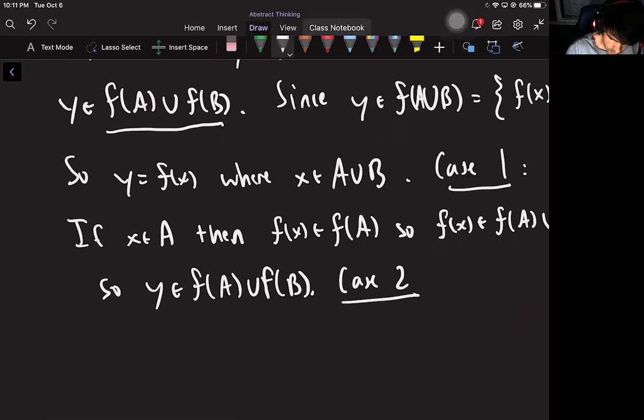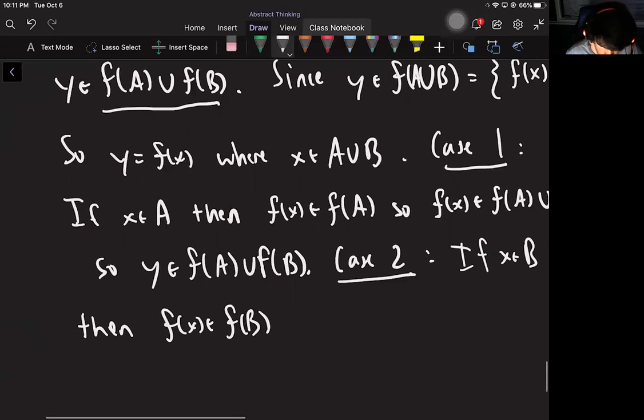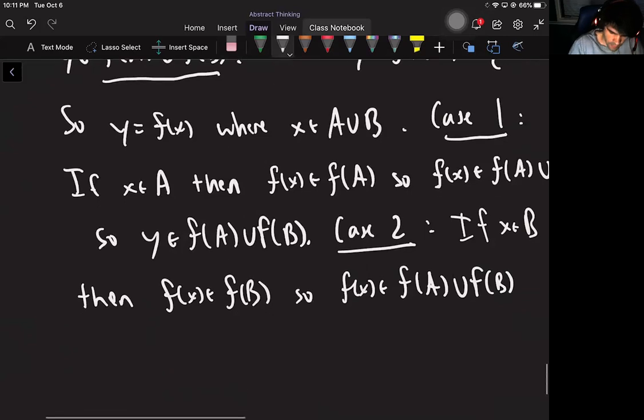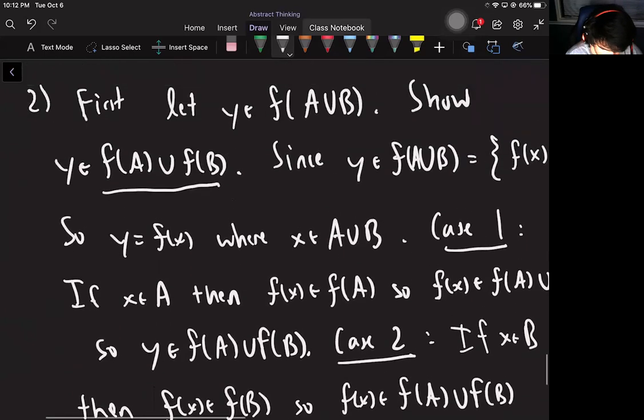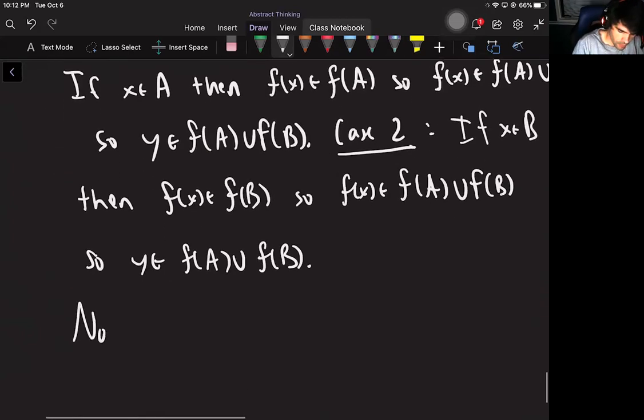The other situation is, what if x is actually in B instead of in A? Well, it works just the same. Then by definition, f of x is in the image of B, because the image of B is just the stuff that the things in B go to, and x is one of those things. But then that means it's in the union of that and whatever else you want, because it's in one of them. But that just means y is in the thing that we wanted y to be in. So we're done. So that shows this. Now I've got to do it backwards.